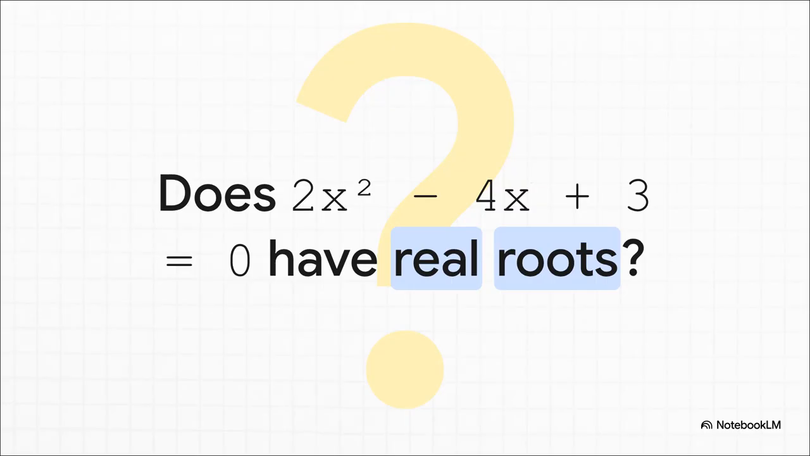Okay, your turn. Quick check. Here's an equation. 2x squared minus 4x plus 3 equals 0. Now, don't try to solve the whole thing. Just use your fortune teller. Just find the discriminant and tell me, will this equation have real roots? Go on, give it a quick try.